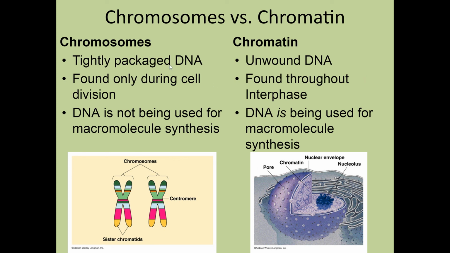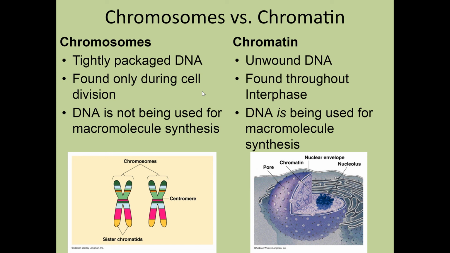But chromosomes are tightly packaged. They're coiled like a slinky, okay? They're very coiled so they could fit in a small space. Whereas chromatin are unwound. They're kind of just like string, flying around. If you took a slinky and totally unwound it and got all of the kinks out, that would be a chromatin. So chromosomes are only found in the cell during cell division.